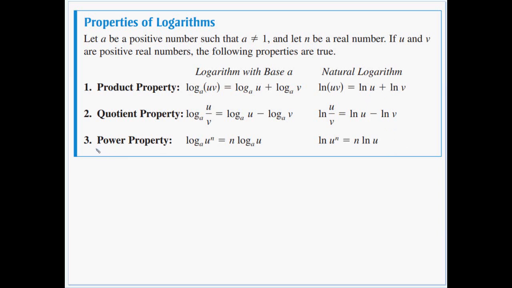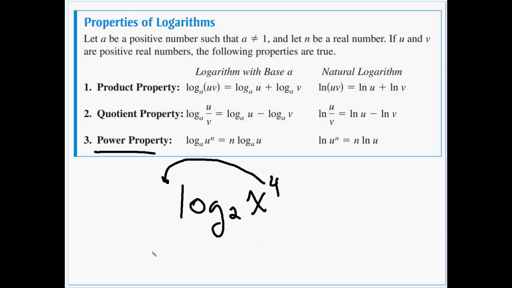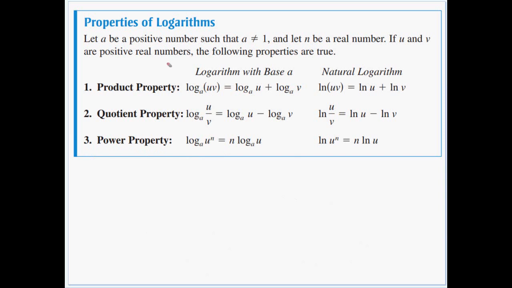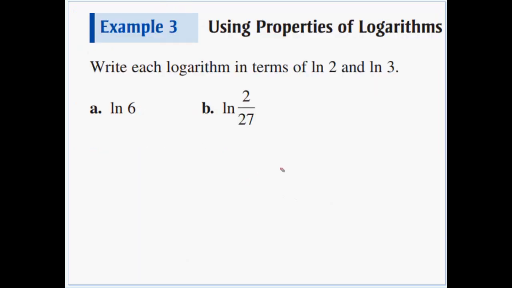Okay, and here, this last one, the power property, it's probably my favorite property of logarithms. If I've got log base 2 of x to the 4th power, I can bring this exponent down front and make it a coefficient. So that would just be 4 log base 2 of x to the 1st power. And that also works with natural logs here. Natural log, I'm going to just make it like x to the 3rd power. That 3 can come down front, and it would be 3 times the natural log of x. And those are useful to condense and expand out logarithms.